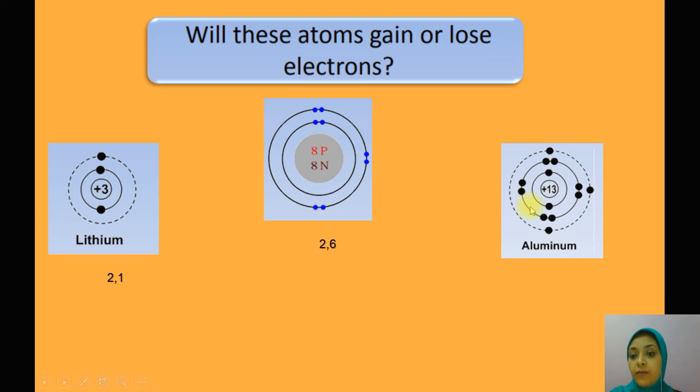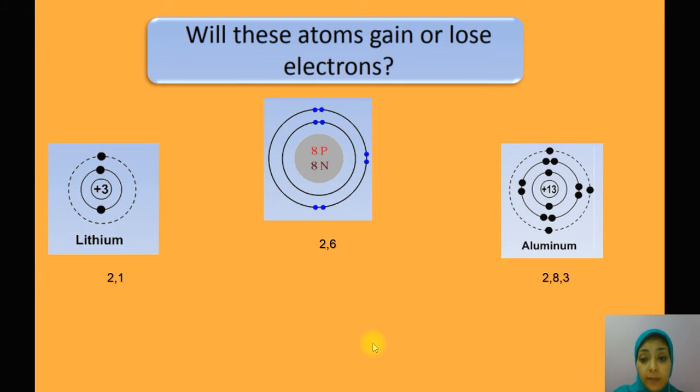Aluminium. We have 13 electrons. First with 2, second with 8, the third with 3 electrons. So the configuration is 2, 8, 3. Does it gain or lose electrons?